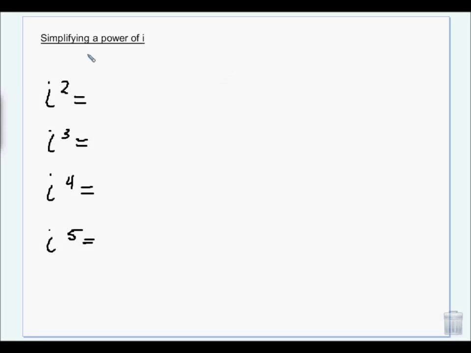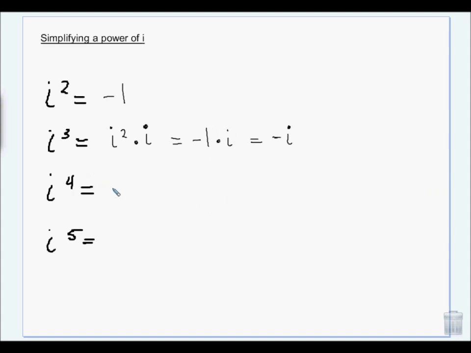With this, we know that i squared is -1. i to the third is i squared times i, right? Do you guys agree? i squared times i. So that's -1 times i, so it's negative i.